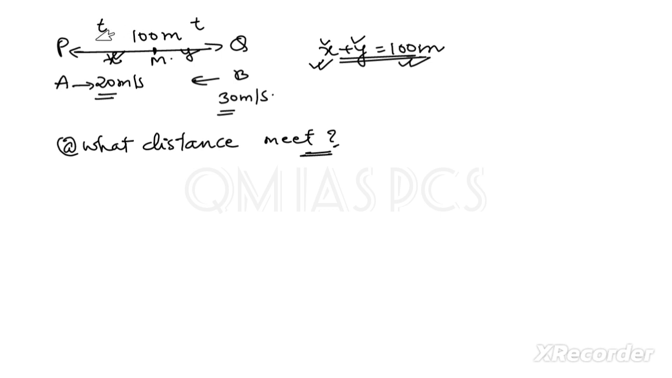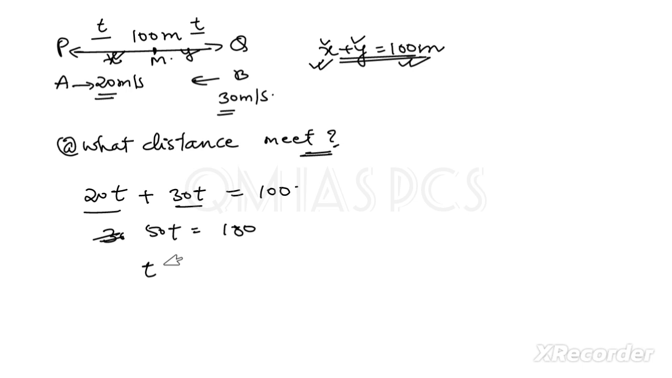Time is t for both. For A and B, time is t, so x is equal to 20 multiplied by t, right? And for B it will be 30 multiplied by t, and that is equal to 100. Is it clear? Now we have to add both. It will be 30 plus 20, that is 50t, and that is equal to 100. That means t is equal to 100 divided by 50, and that is 2 seconds. So after 2 seconds they will meet. Clear? So this is the basic method.